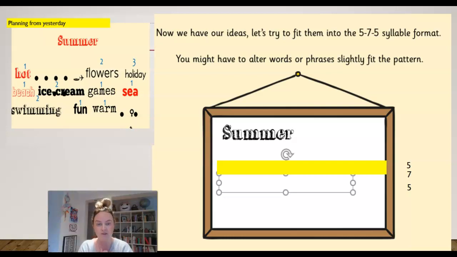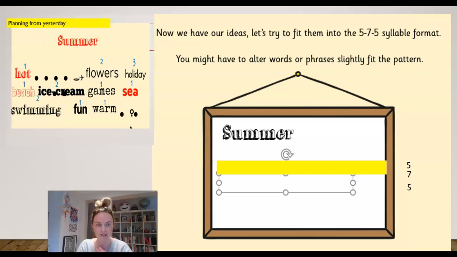Okay, what I would like you to do is just write the heading on your piece of paper. I'd like you to write summer. And on the right hand side, we're all going to write down the syllable format. So 5, 7, 5, sorry, we'll start again. Write down 5, 7, 5, just on the right hand side like I have there.